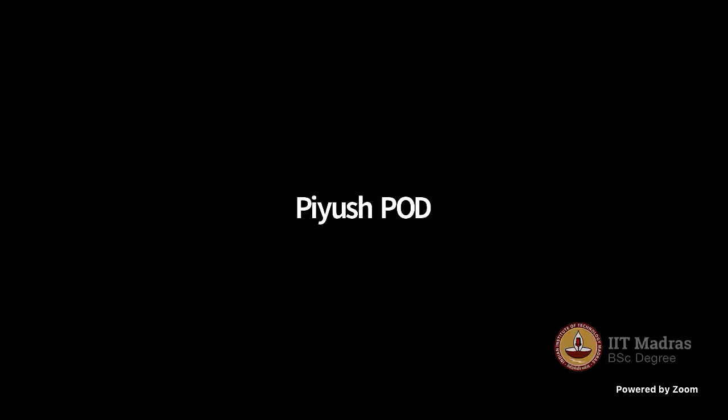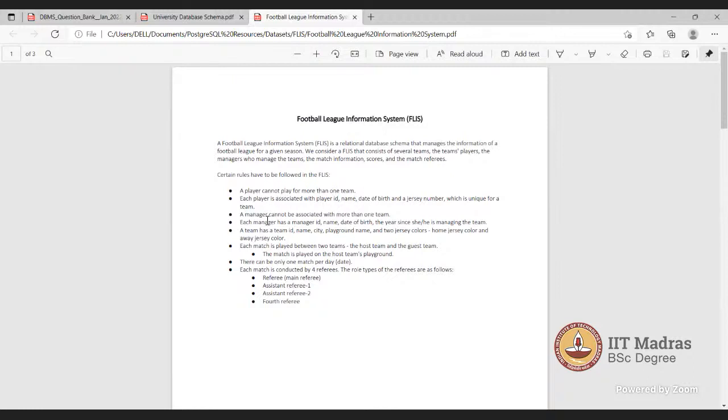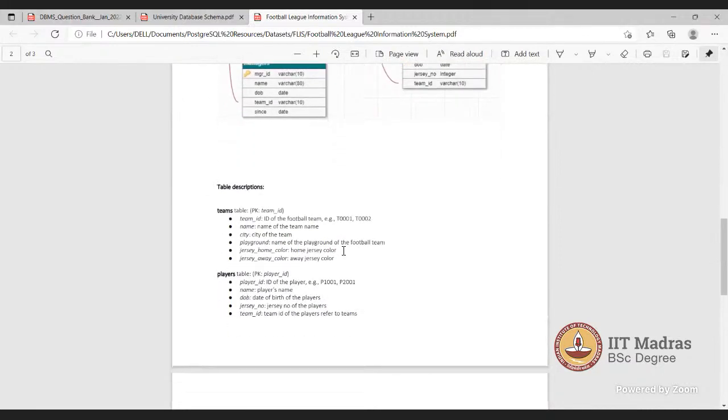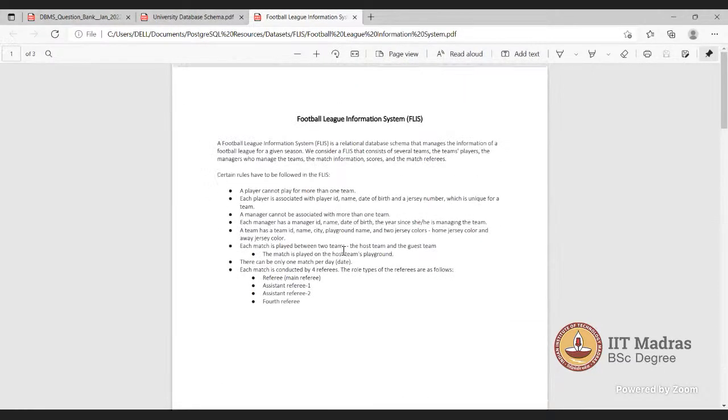Just 1 minute, let me share my screen. Description. Each player is associated with the same number, manager. So it is written there the host team ID played in their home ground. The match is played on the host team playground. Match is played on the host team's playground. So we can just join based on the host team ID.